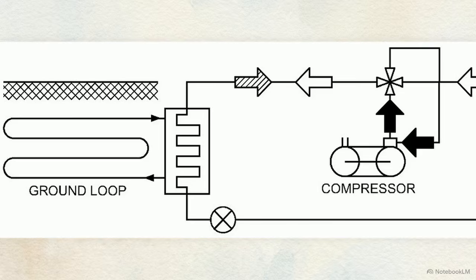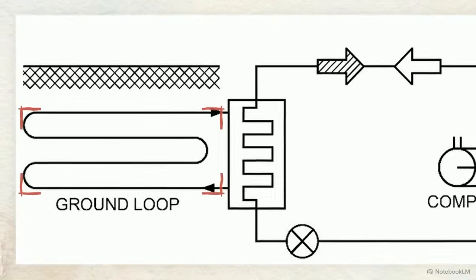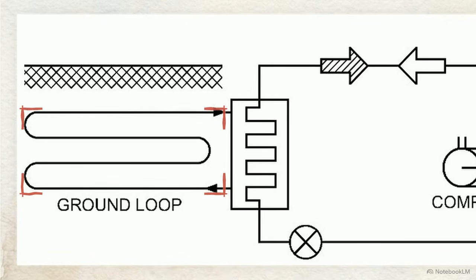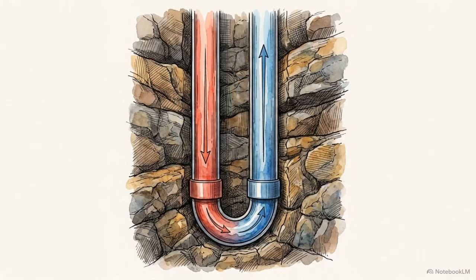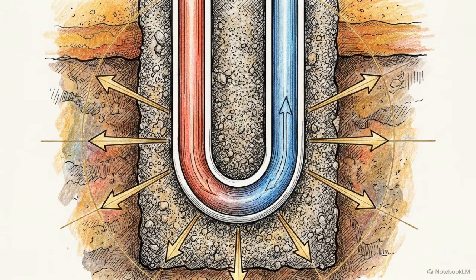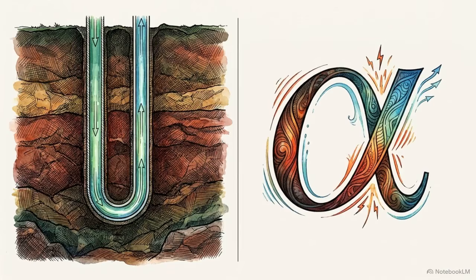To bypass the volatility of the atmosphere, engineers utilize ground-coupled heat pumps. Note the buried ground loop interacting directly with the water-to-refrigerant heat exchanger. A common architecture for this is the deep well system. It features a high-pressure plastic U-tube inserted several hundred feet deep into the earth and encased in a specialized heat transfer grout. The absolute capacity of this ground loop is dictated by a core metric known as thermal diffusivity.